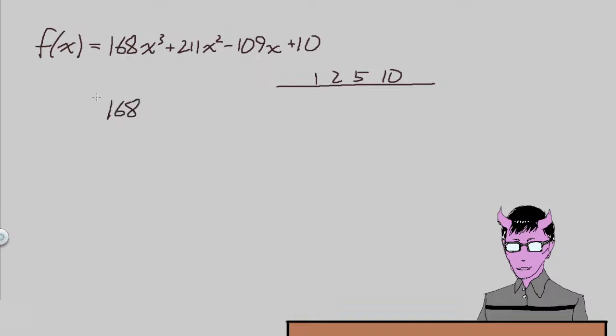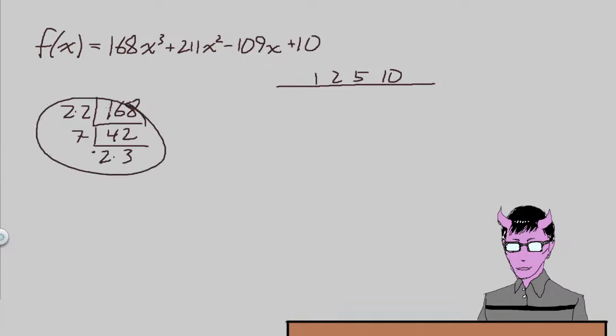So 168 consists of 4. So 2 times 2 is 4. How many 4s fit into this one? It's going to be 42. Yeah. 42 consists of 7 times 6, which is 7 times 2 times 3, I think. So that's fully factored for 168. What are the candidates? It's going to be 1 and 168. It's going to be 2 times the rest of this junk. So 21 times 4 is 84. 2 and 84.